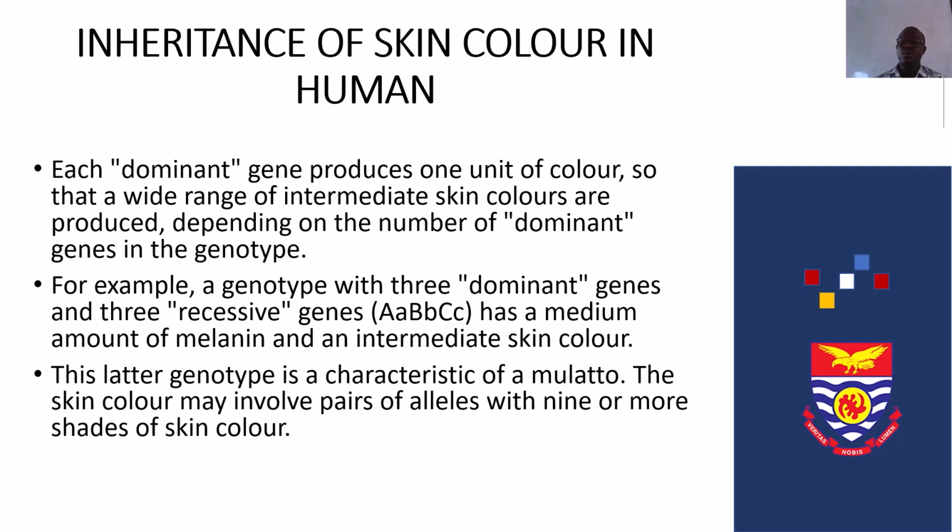For example, a genotype with 3 dominant genes and 3 recessive genes has a medium amount of melanin and an intermediate skin color. This latter genotype is characteristic of a mulatto. The skin color may involve pairs of alleles with 9 or more shades of skin.